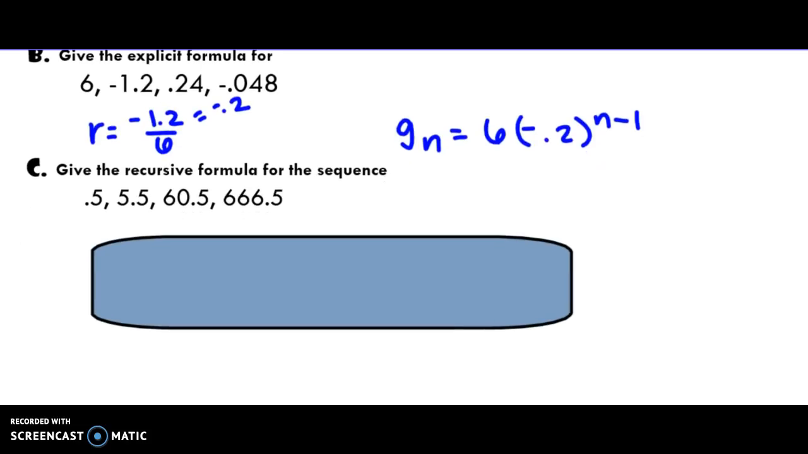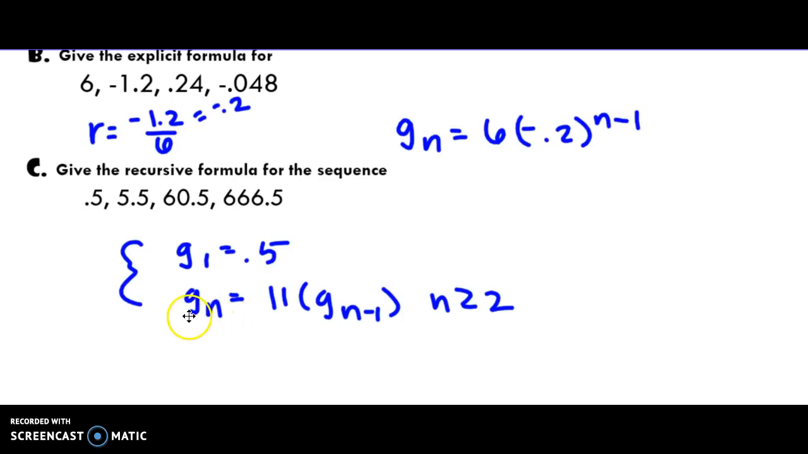Part C, the sequence 0.5, 5.5, 60.5, 666.5 looks like a ratio of 11. I'm multiplying by 11 each time. Again, if that wasn't obvious to you, you would take 5.5 and divide it by 0.5, and that would give you a ratio of 11. So my first term is 0.5, and then I would plug in G sub n equals 11 times that previous term, so G sub n minus 1, and then n greater than or equal to 2. So very similar to before, the terminology and the notation should look very similar. You are now, though, instead just looking for what you're multiplying by, not adding.